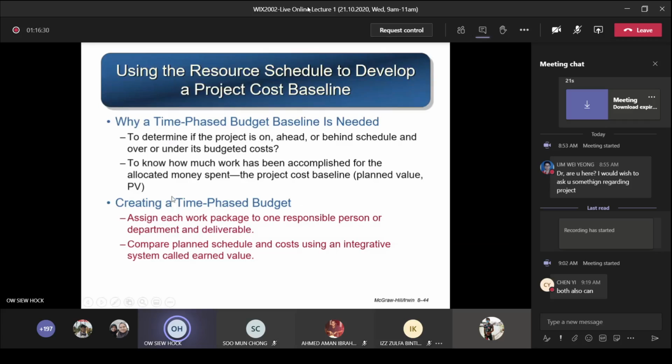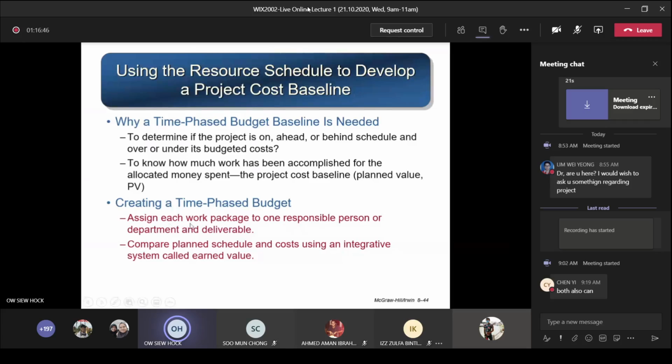You will use this for your monitoring and make comparisons so that you will know the answer: on time, ahead of time, behind time, or over cost, under cost, or on cost. We will have a chapter on this 2 weeks later.